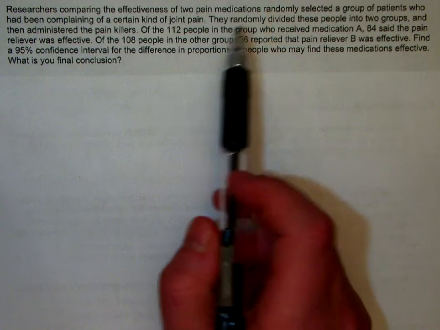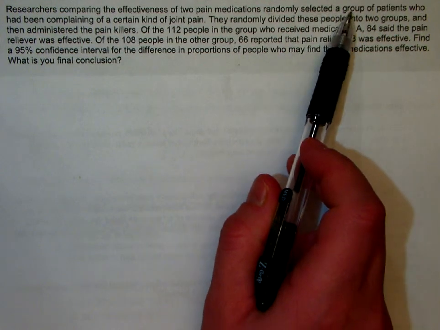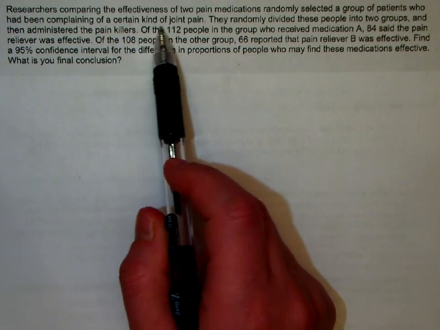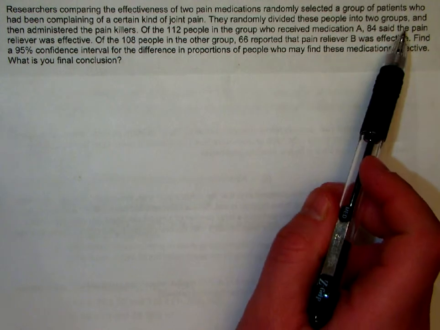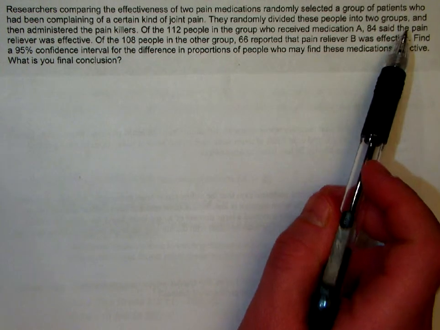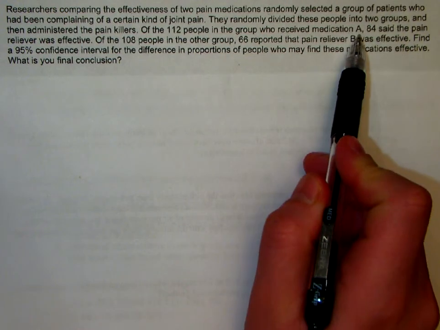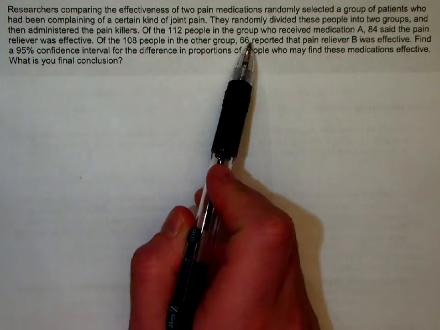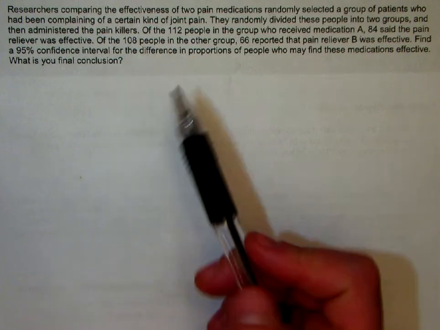We have these two pain medications, and they're given to two different groups of patients who have been complaining of a certain kind of joint pain. So they randomly divide these people into two groups and then administer the painkillers. So you're going to see here's group A. Notice of 112, 84 had pain relief. Of 108 people in the other group, 66 had pain relief. So notice this is a proportion.